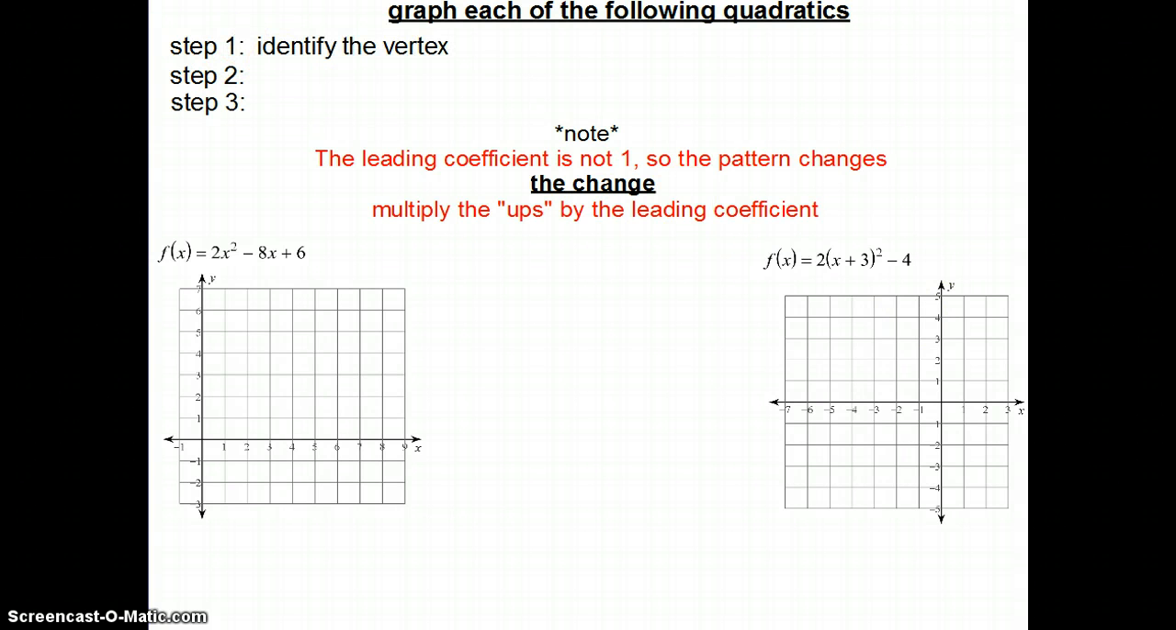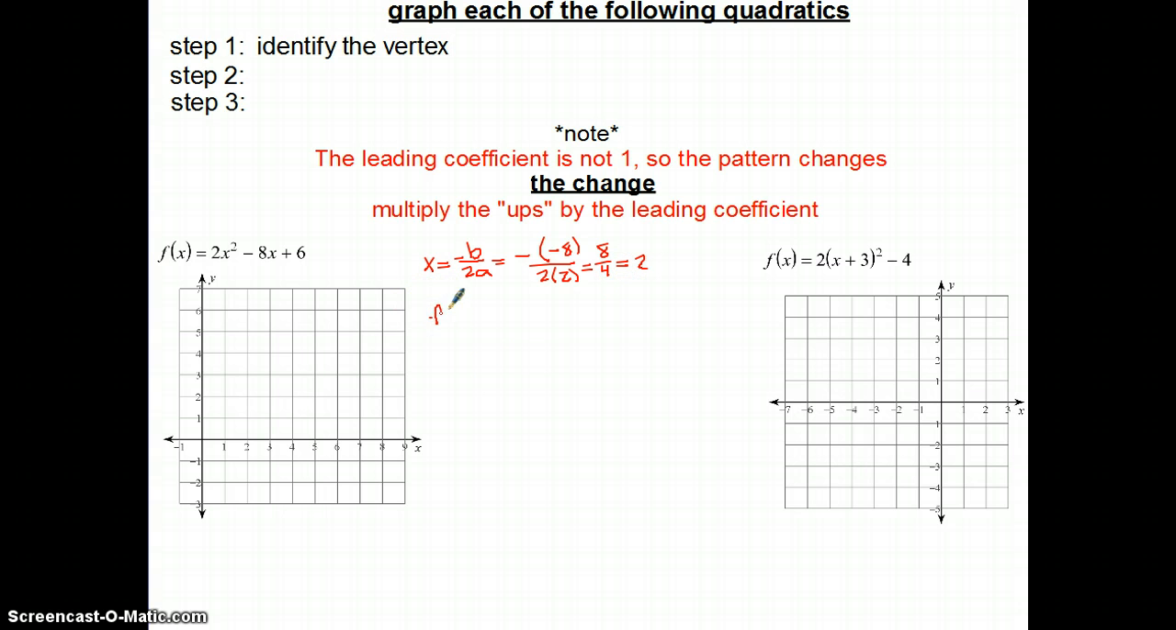So step 1, I find my vertex. My vertex in standard form, I find my x by formula negative b over 2 times a. So I have a negative b, and b is a negative 8, over 2 times a, which is a positive 2. 8 over 4 reduces down to a positive 2.